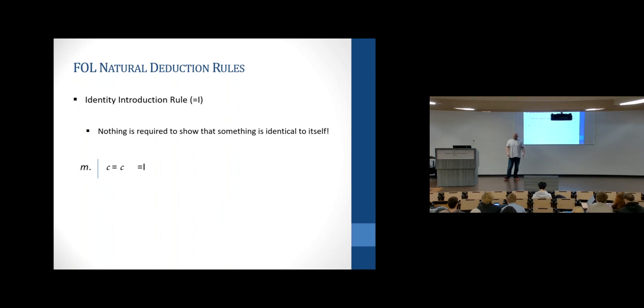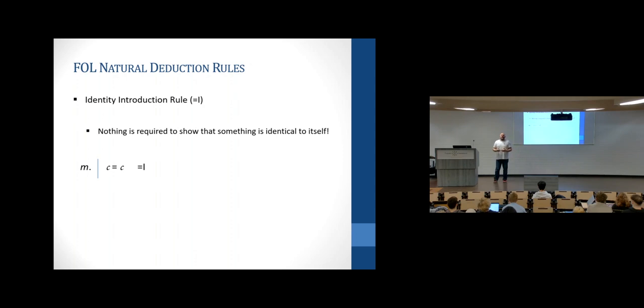Identity introduction. Identity introduction says you can introduce an identity whenever you want. Notably though, it's an identity that has the same name on both sides. So you can introduce from nothing A equals A, or C equals C, or F equals F, whatever you want. This is also the only rule that doesn't cite any lines. You literally just bootstrap a sentence from nothing.